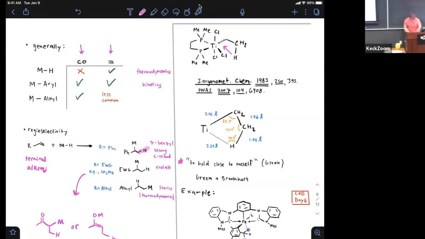I think it's instructive here to first consider no agostic interaction and do some quick electron counting for this titanium species. Does anyone wanna jump in here? Chenghua, what do you think? Titanium 4D0, 12 electron. Okay, and now let's consider the agostic interaction as an L-type ligand, then what would you get? 14 electron.